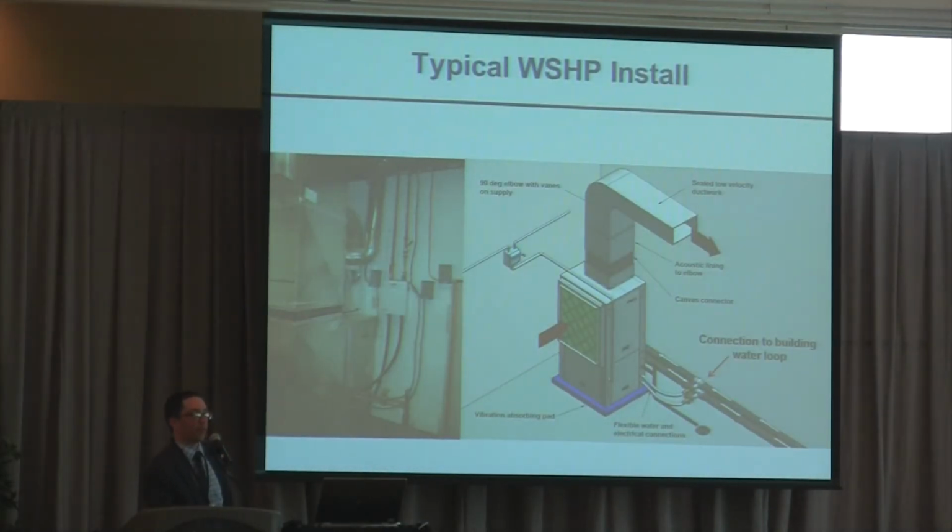You can see here's a typical photo of a water source heat pump installation. Right over here is the connection of that heat pump to a building water loop. When this unit is in heating mode, heating the air going out through the ductwork, it's actually taking heat out of this building water loop and putting it in the air. And when it's in cooling mode, it's taking heat out of the airstream, cooling the airstream by removing that heat and delivering it to the building water loop. So in the next room down, if this unit's in heating and the next one down is in cooling, you can actually just move that heat from one unit to the next.